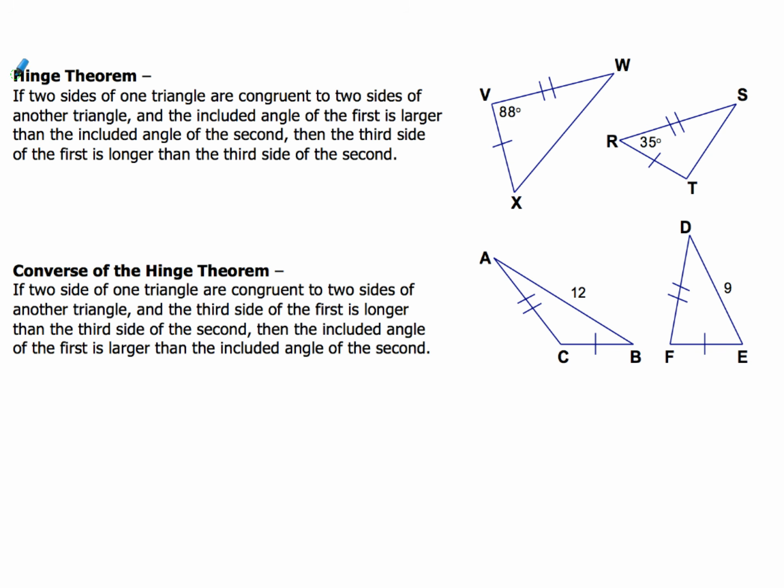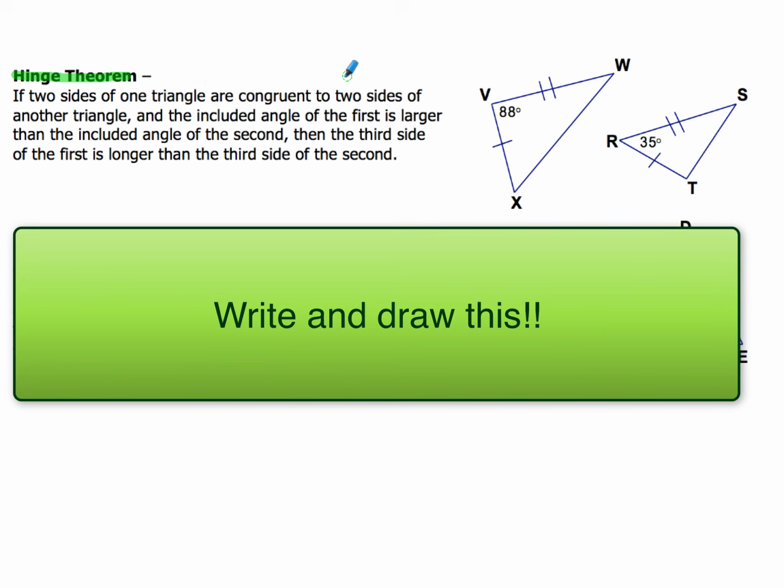Alright, so here we go with the Hinge Theorem. The Hinge Theorem states, if two sides of one triangle are congruent to two sides of another triangle, and the included angle of the first is larger than the included angle of the second, then the third side of the first is longer than the third side of the second.